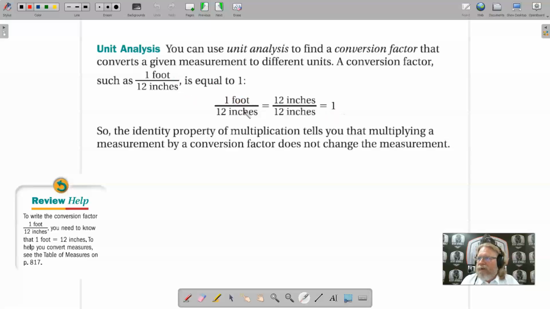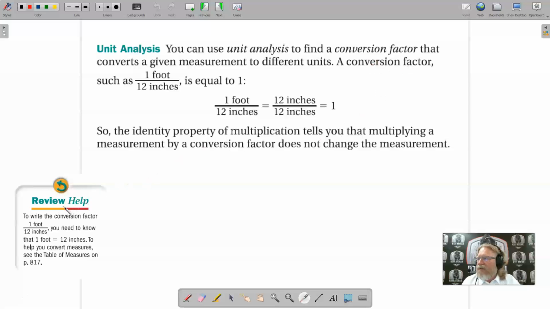So 1 foot over 12 inches is equal to 12 inches over 12 inches. Any number over itself is equal to 1. If the numerator and the denominator are the same, that fraction will always have a value of 1. So the identity property of multiplication tells you that multiplying a measurement by a conversion factor does not change the measurement. Well, this works really well whenever we're trying to convert units, right? That's why we call it a conversion factor.